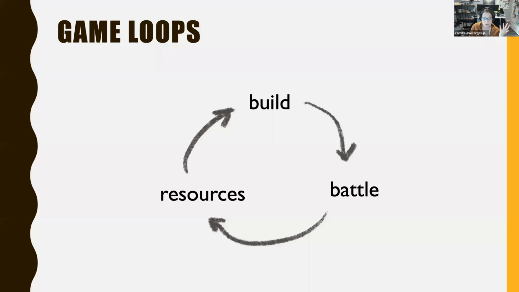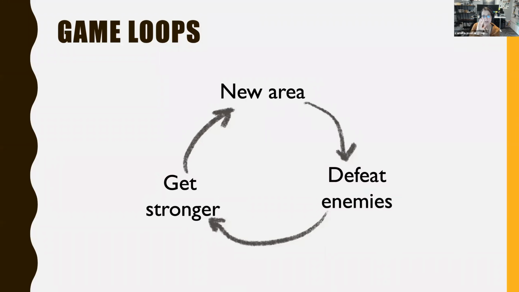Another common loop would be: you get to a new area, you defeat enemies, you get stronger, and then you get to a new area. So you know what you're going towards. The player has an idea what they're striving for. They're striving to get to new areas, to get stronger, to defeat stronger enemies.